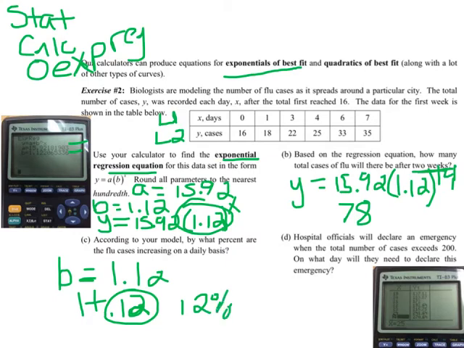D. Hospital officials will declare an emergency when the total number of cases exceeds 200. On what day will they need to declare this an emergency? Well, here's what you do. Did you notice that this equation starts with y equals right here? I would like you to hit y equals on your graph. Remember that y equals is up in the top left-hand corner. And type that into y equals 15.92 parentheses 1.12 caret x. When you get that, let's go to our table. I want us to identify where my 200 mark is. Well, my 200 mark is right in this area, between 22 and 23.